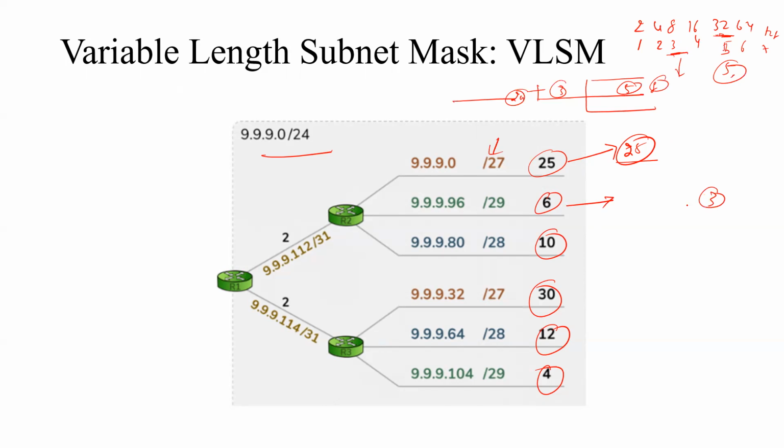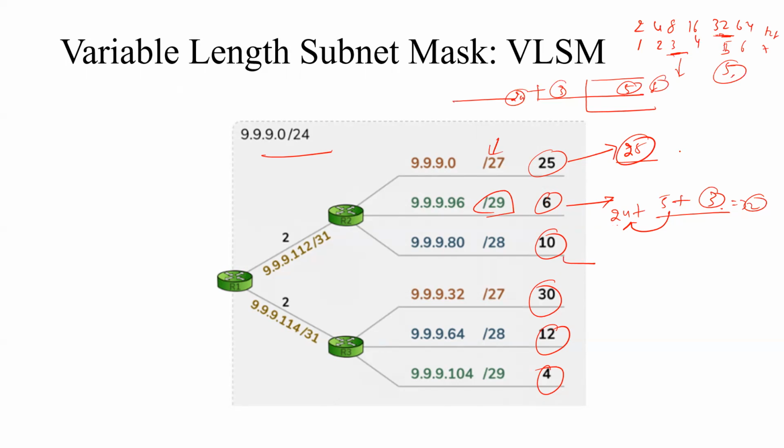3 host bits plus 5 is equal to 8, right? So here 24 plus 5 plus 3 is equal to 32, right? What they are doing is adding this network portion to the original network portion, that is /24. So we have /29 here. So here, how many do they need?